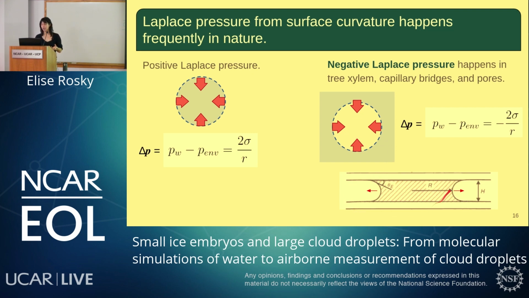And here's an example of a water capillary bridge. So you have a water droplet sandwiched between two surfaces, sort of like a microscope slide. And this negative curvature of the droplet surface causes negative pressure within the water droplet. And that's also why it's really hard to pull microscope slides apart.